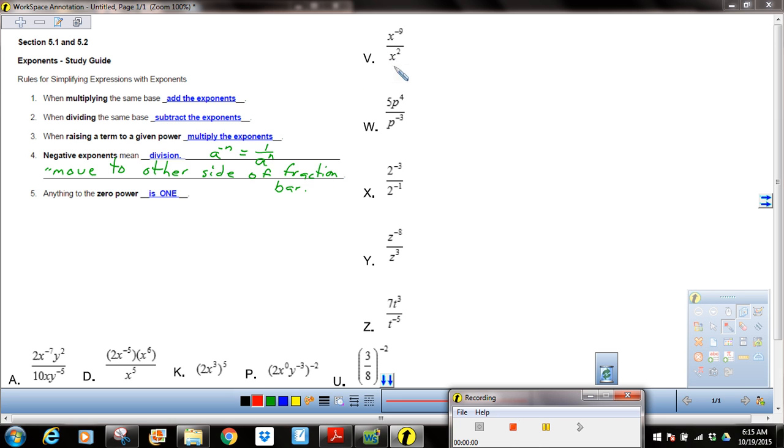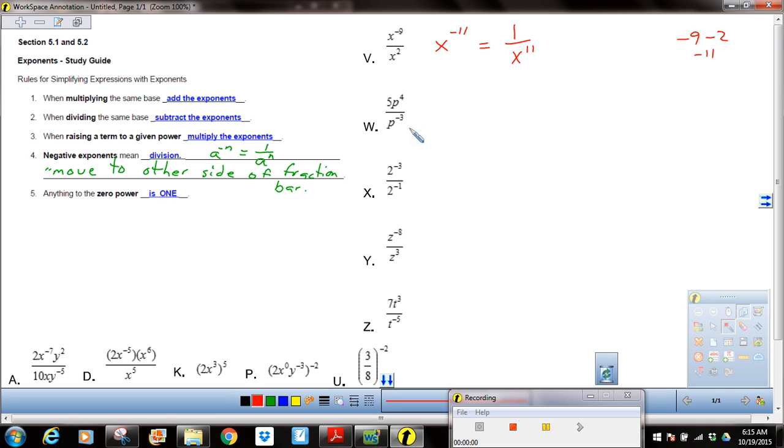We'll start with V. This is a division problem. So if you look right here, it says subtract the exponents. -9 take away 2 would be -11. So this is x to the -11th, which is the same thing as 1 over x to the 11th. Another way you could have done this is you could have moved the x to the 9th to the bottom, made it positive, and then combined these by multiplying, which would result in adding the exponents.